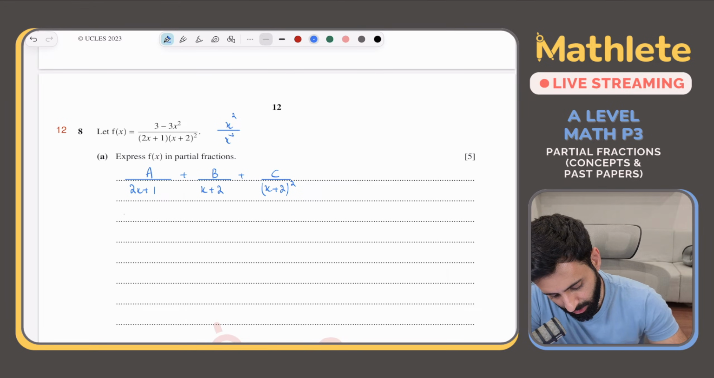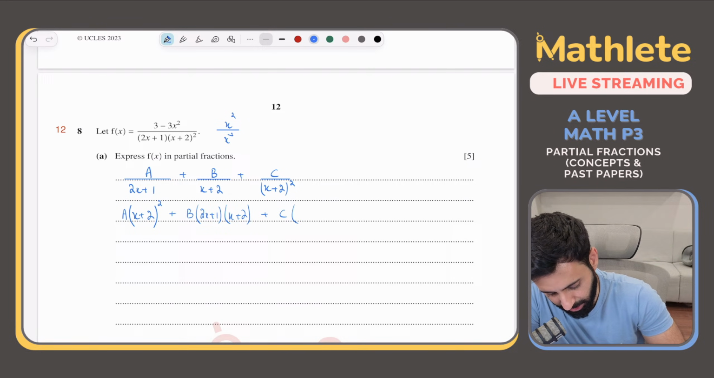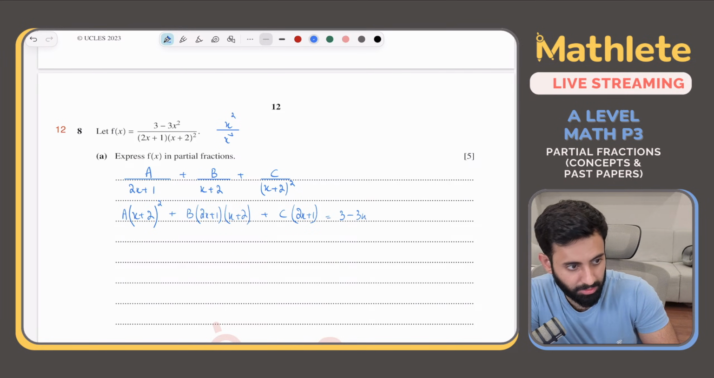Okay? What will we multiply a with? We'll multiply a with x plus 2, the whole thing square. And what will I multiply b with? B I'll multiply with 2x plus 1 into x plus 2. And what do I need to multiply c with in order to bring it equal to the LCM? Simply 2x plus 1. And what is this equal to? This is equal to 3 minus 3x squared.